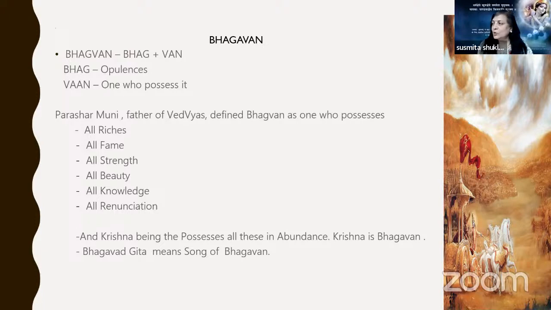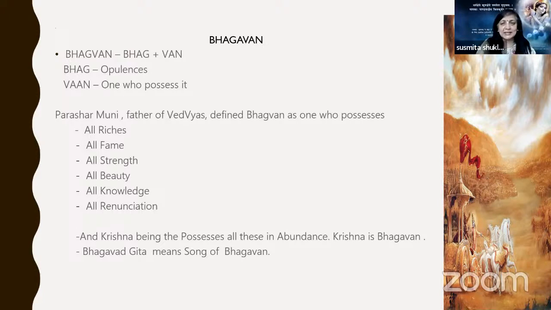Now, Parashar Muni, the father of Vyasa, has given a definition for Bhagwan. He says Bhagwan is the one who possesses all six things: all riches, all fame, all strength, all beauty, all knowledge, and all renunciation. Even though he has everything you can think of, fame, strength, beauty, knowledge, he has the supreme renunciation also. So he defines Bhagwan as that.